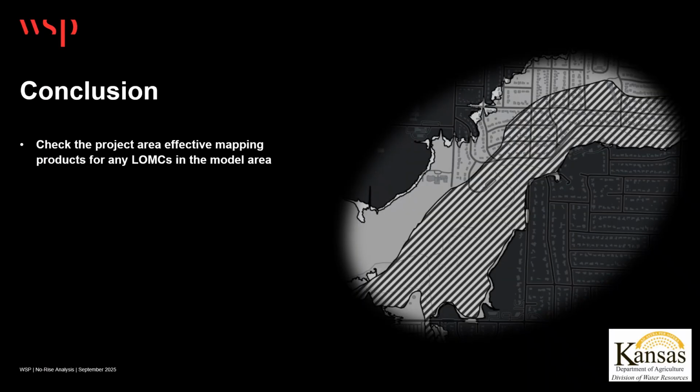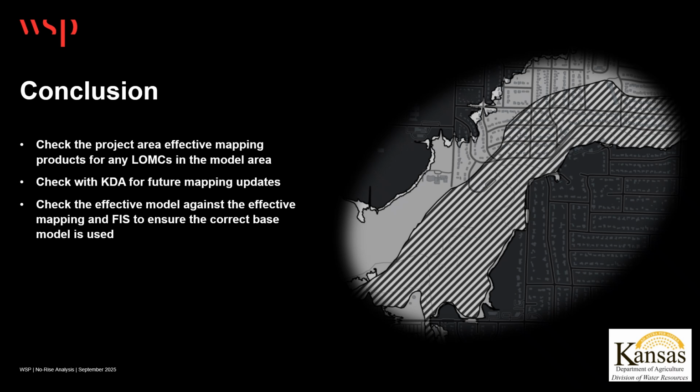Here's a summary of the important points we hit in this video. Remember to check the project area effective mapping products for any letter of map changes that have been approved in the model area. Remember to check with KDA for future mapping updates. We don't want to go through this process and then only to find out in a couple of years the maps change and it puts your property back in the floodway.